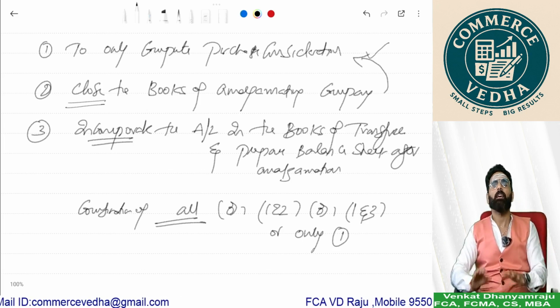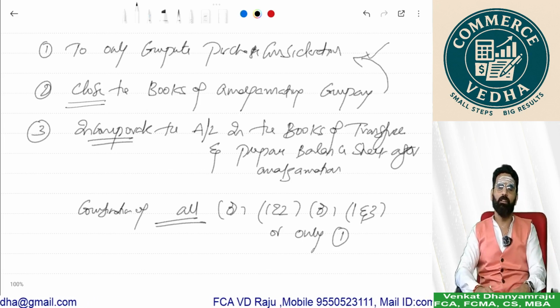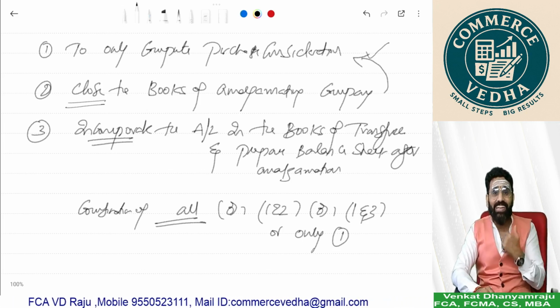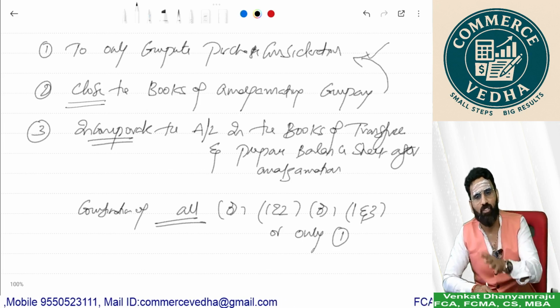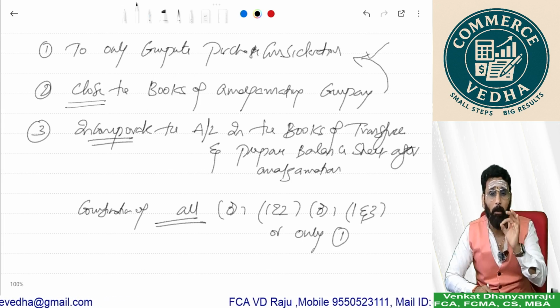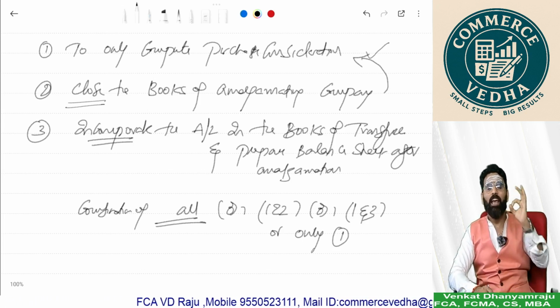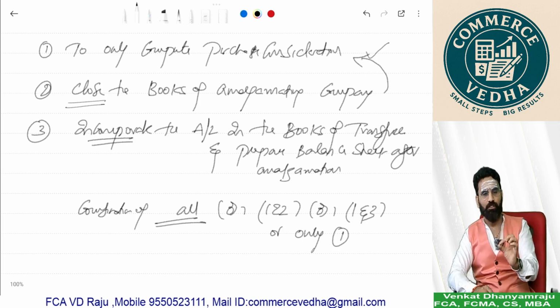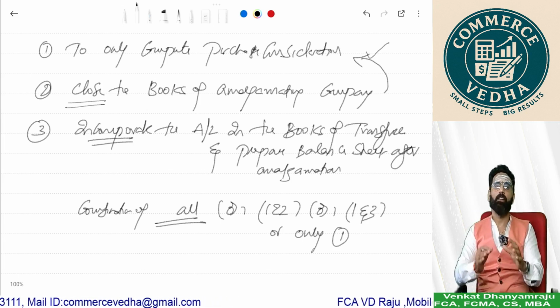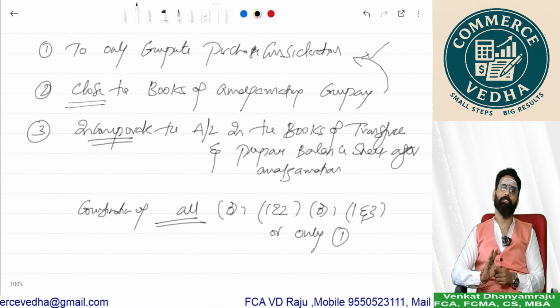This is the introduction to amalgamation. Let us understand what purchase consideration is in detail in the next session, which is only and only on purchase consideration, with the explanation, definition, formula, methods, and a few practical solutions.